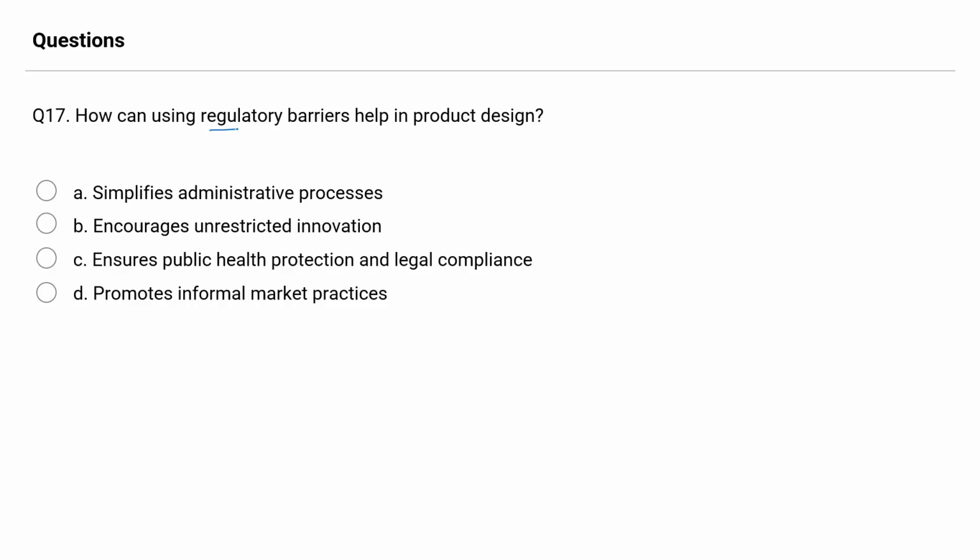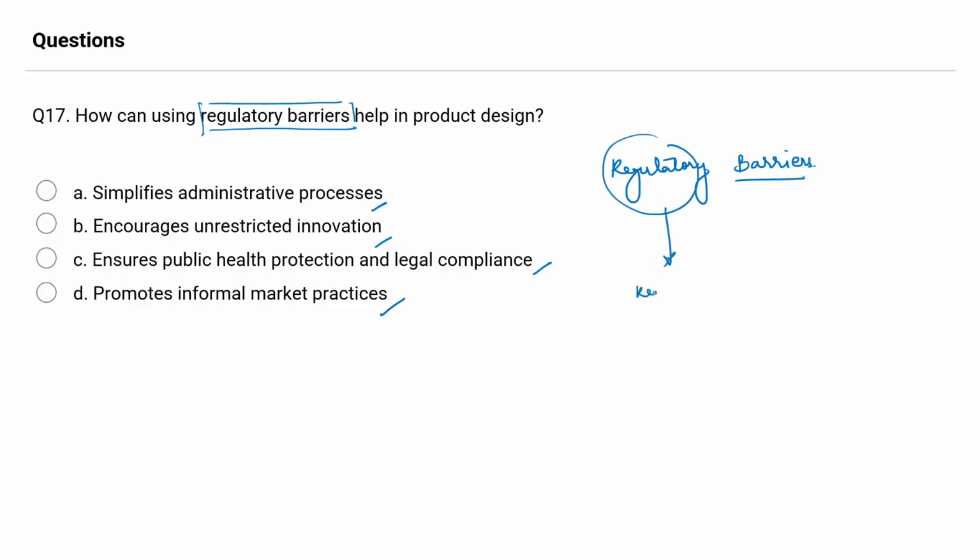How can using regulatory barriers help in product design? It simplifies the administrative processes, it encourages unrestricted innovation, it ensures public health and legal compliance, and promotes informal market practices. I mean, just to help you, what do you mean by regulatory barriers? Obviously, barriers means they are some kind of obstructions, and regulatory means that you need to follow certain regulations.